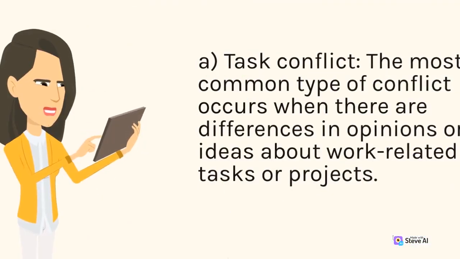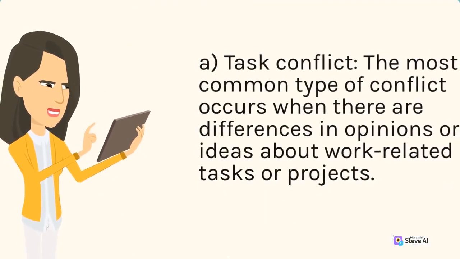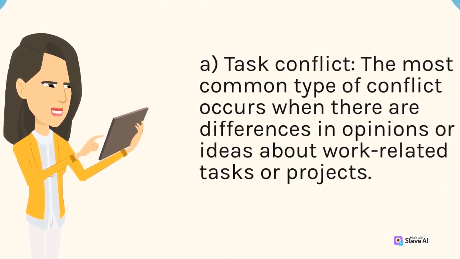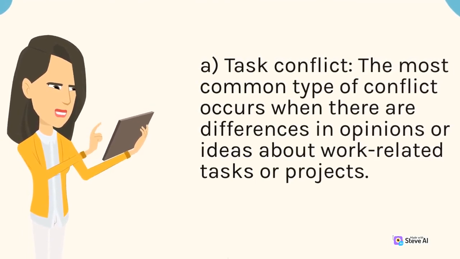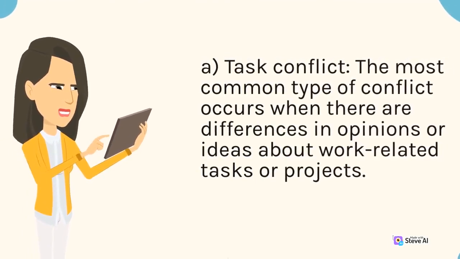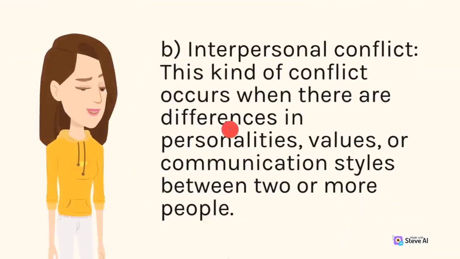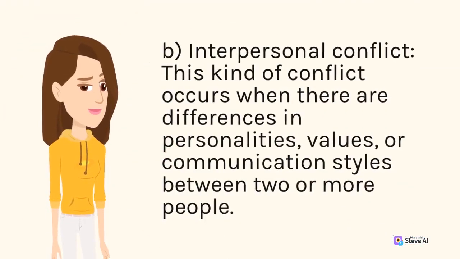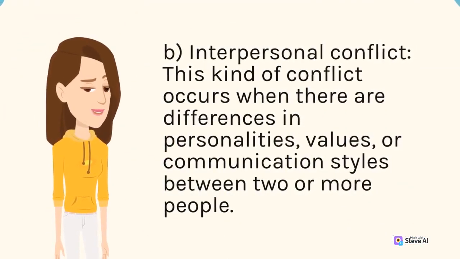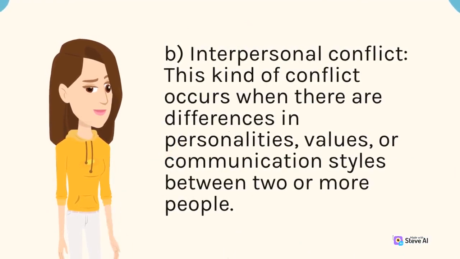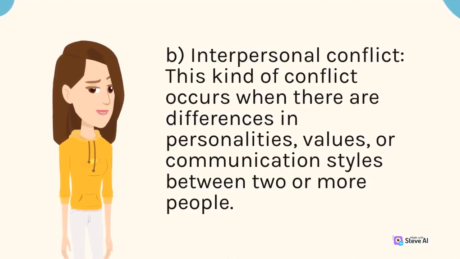A. Task conflict. The most common type of conflict occurs when there are differences in opinions or ideas about work-related tasks or projects. B. Interpersonal conflict. This kind of conflict occurs when there are differences in personalities, values, or communication styles between 2 or more people.